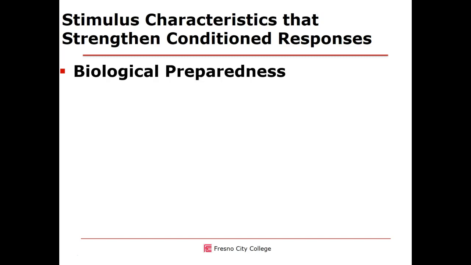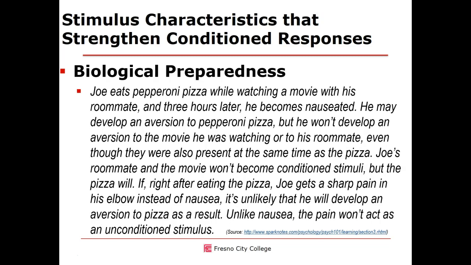Quoting an example from SparkNotes.com, Joe eats pepperoni pizza while watching a movie with his roommate, and 3 hours later he becomes nauseated. He may develop an aversion to pepperoni pizza, but he won't develop an aversion to the movie he was watching or to his roommate, even though they were also present at the same time as the pizza. Joe's roommate and the movie won't become conditioned stimuli, but the pizza will.